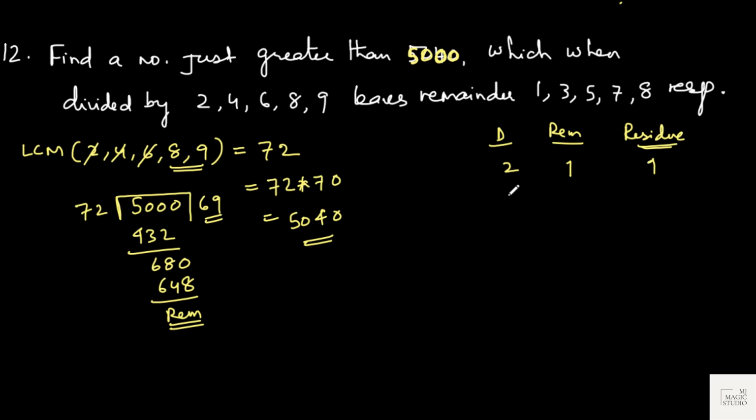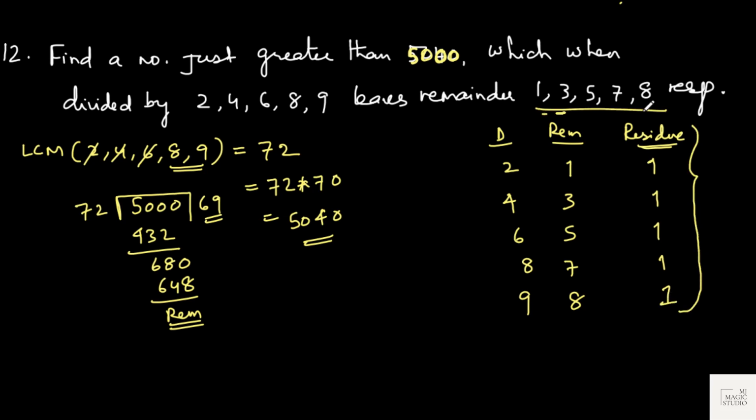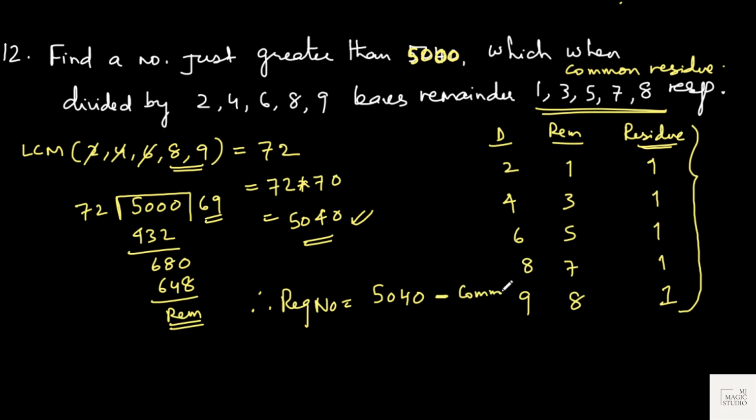Divisor is 2, remainder is 1, then residue is 1. 2 minus 1. Divisor is 4, remainder is 3, then 4 minus 3, residue is 1. 6, 5, in this case also residue is 1. 8, 7, residue is 1. 9, 8, residue is 1. In this particular example, we can see that we have got the common residue, not the common remainder, but the common residue. Therefore, our required number is the number which we are looking out for in the given limits, that is 5040. And if we have common residue, we'll deduct the common residue.